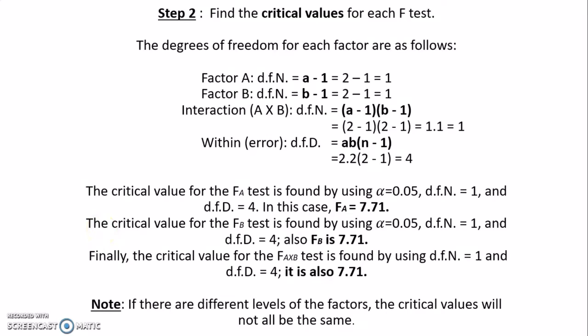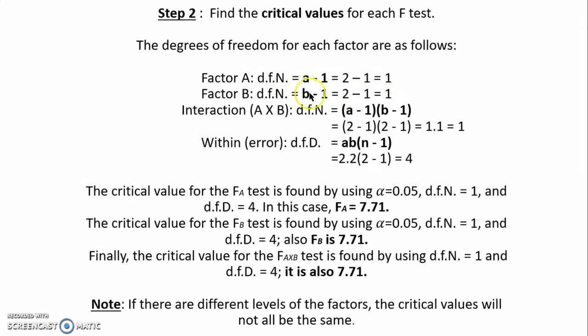Okay, next ialah step 2. In step 2, we need to find the critical value for each f-test. Okay, dalam example ni, gasoline types as a factor A dan automobile type as a factor B. Okay, dua-dua factor ni ada dua level sebab ada two types. So, A sama dengan 2 dan B pun sama dengan 2. Okay, nak cari DFN untuk factor A, formula dia A minus 1. So, masukkan value of A, iaitu 2, minus 1, dapat jawapan 1.